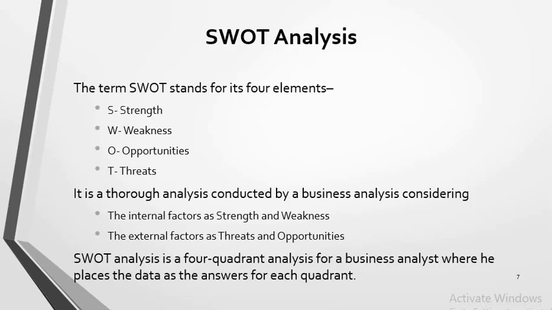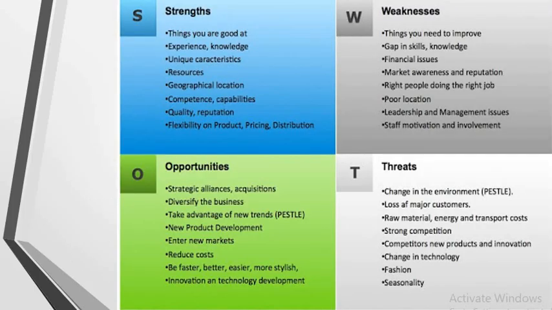SWOT analysis is the four quadrant analysis for the business analyst, where he places the data of his or her organization as the answer for each quadrant. Like he writes down the strengths of the organization, he may write down the weaknesses of the organization, he can write the opportunities of the organization, and then the threats of the organization. For example, here we have this figure.